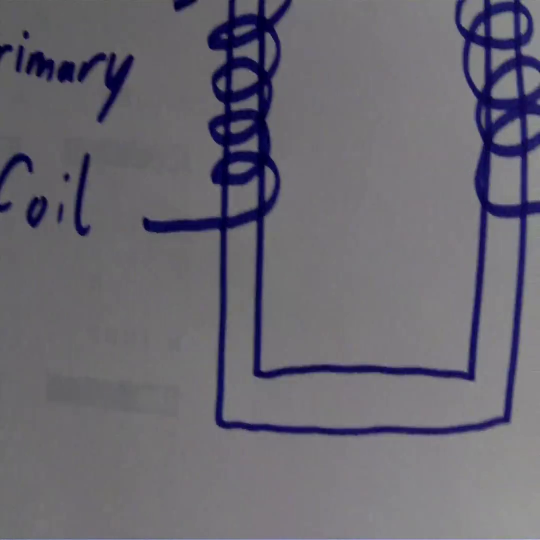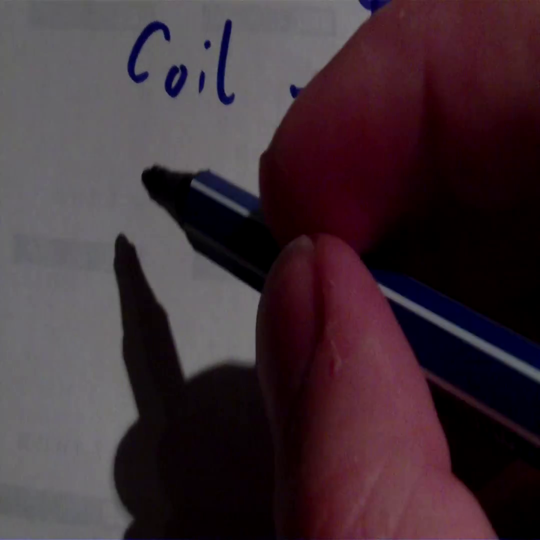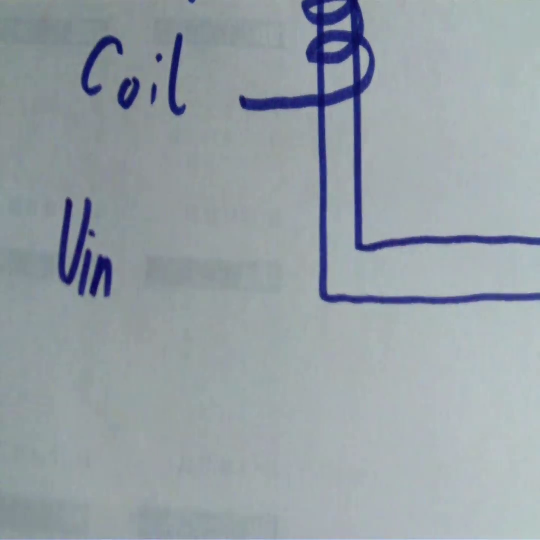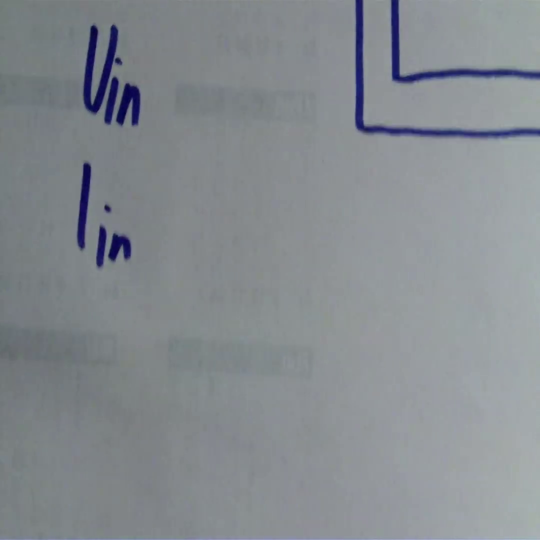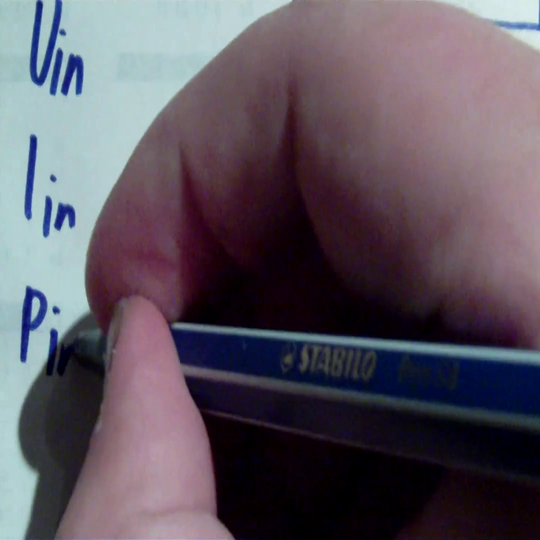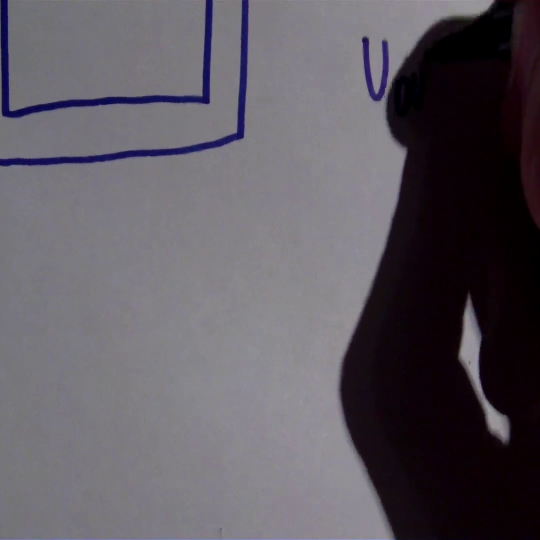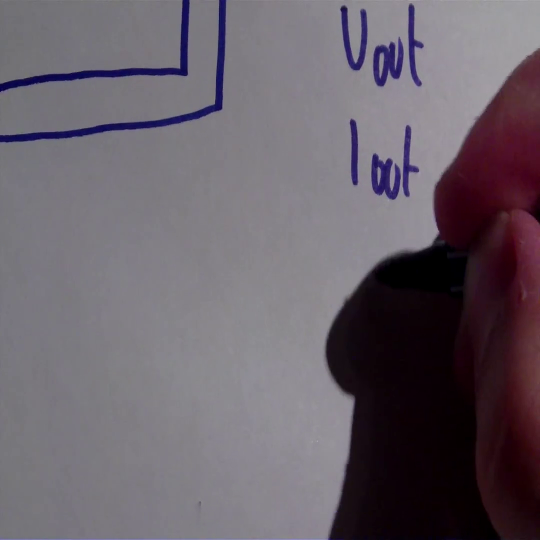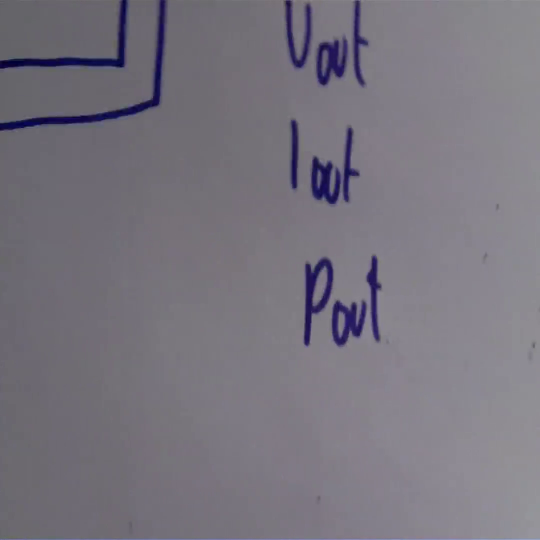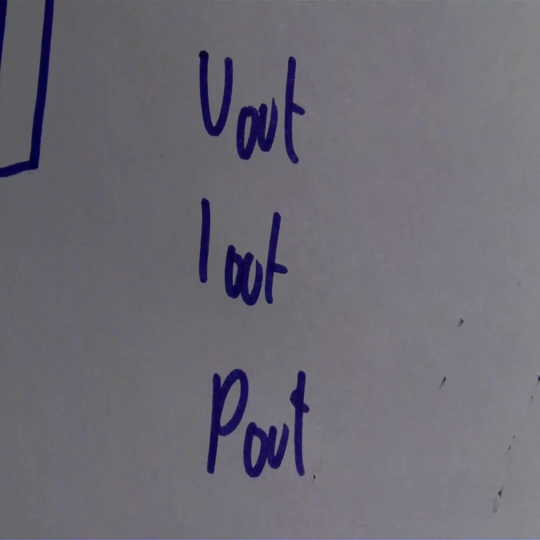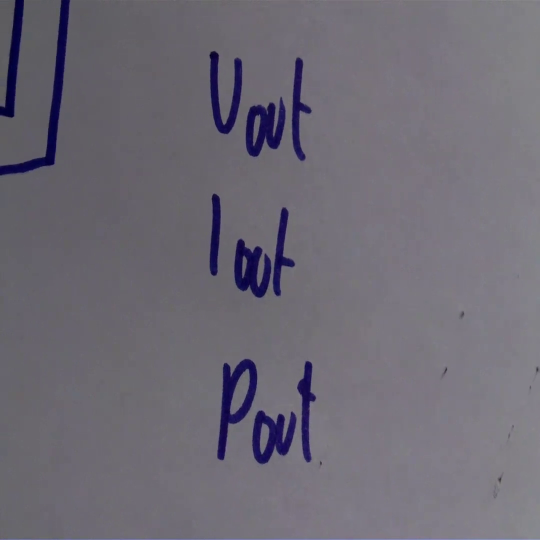Okay, now we're gonna add values to these two coils. First, on the input side, we're gonna call the input voltage U in, input current I in, and input power. And accordingly, we're gonna have the values on the secondary side where the resulting things come out.